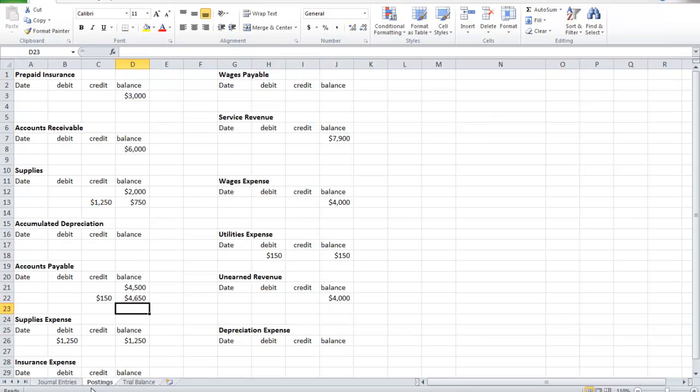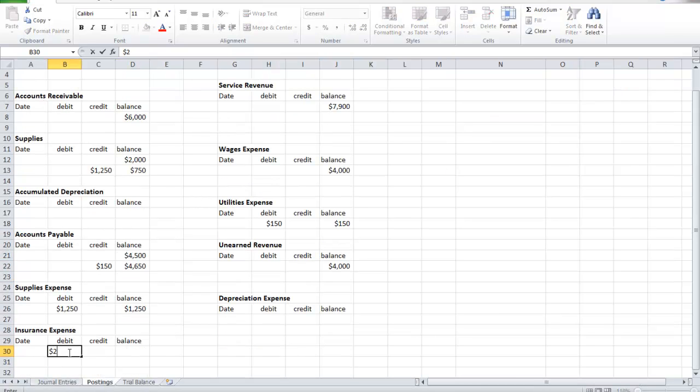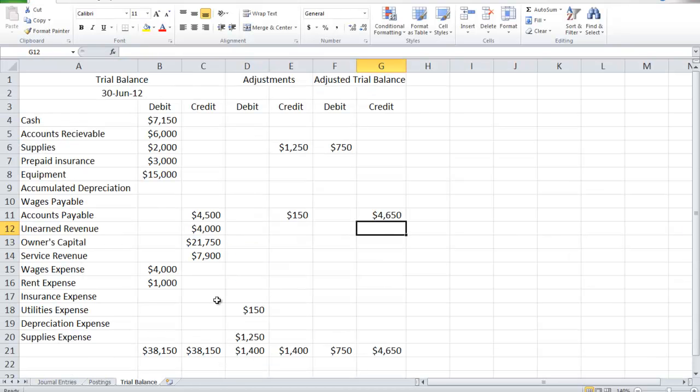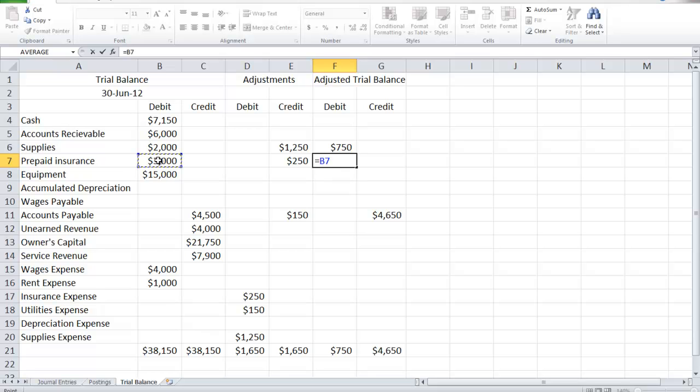So on my posting, I have insurance expense for $250. That's my balance. That's the debit. And the credit is the prepaid insurance. So now the balance in that account is $27.50. So on my trial balance, my adjustment is for insurance expense of $250. It's a debit. My credit is to prepaid insurance. So my balance is $27.50.